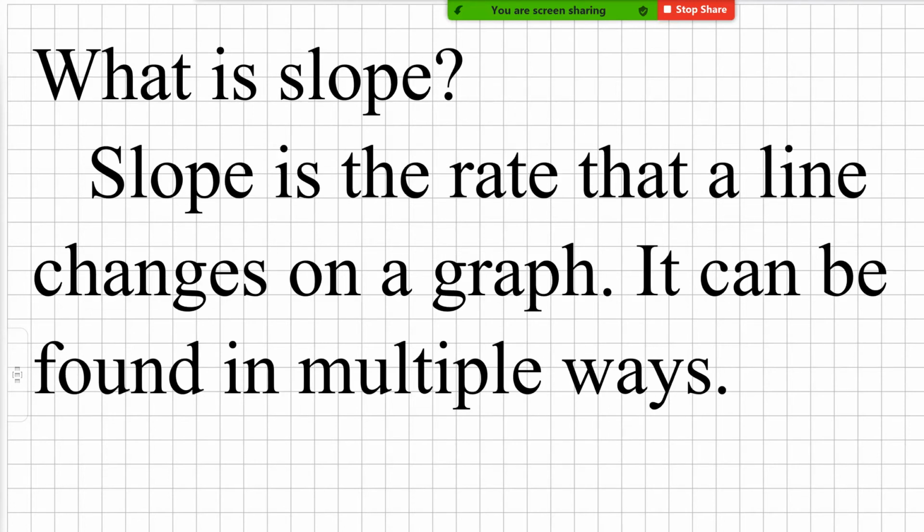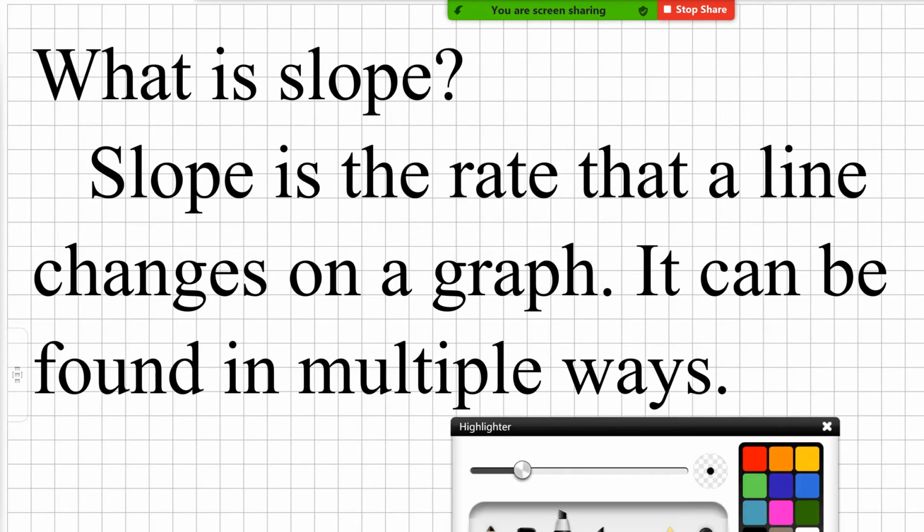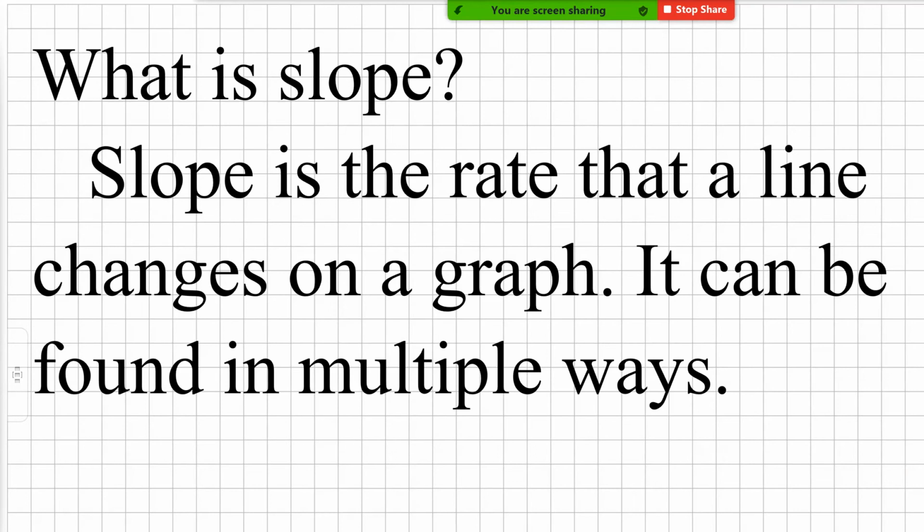And so let's start off by writing down. This is where you pick up your pencil. This is where you get your paper in front of you and you write, slope is, let me highlight this for us. Slope is the rate that a line changes on a graph. Write it down. Slope is the rate that a line changes on a graph.